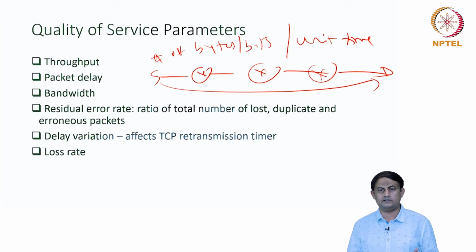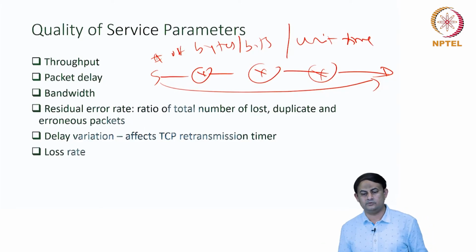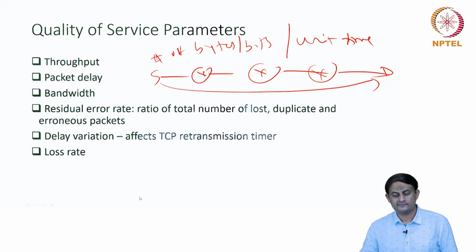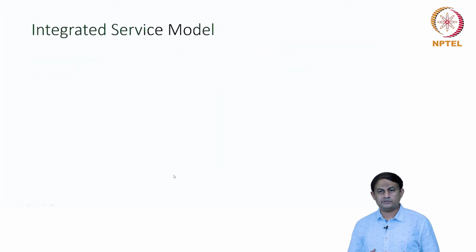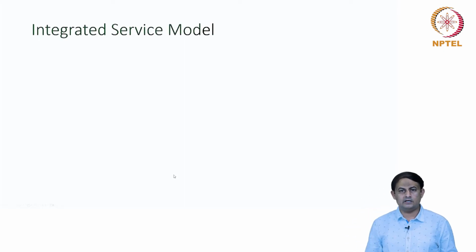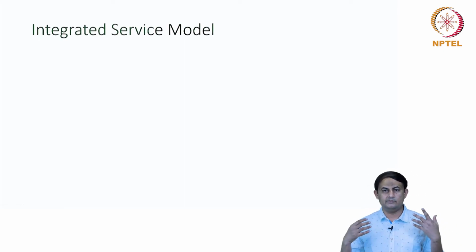And the routers need to be aware of all these parameters in order to meet those requirements set by the application. So having studied these parameters, using which you can specify the quality of service requirement, now the question is, how do we actually meet these requirements put by the applications in reality?